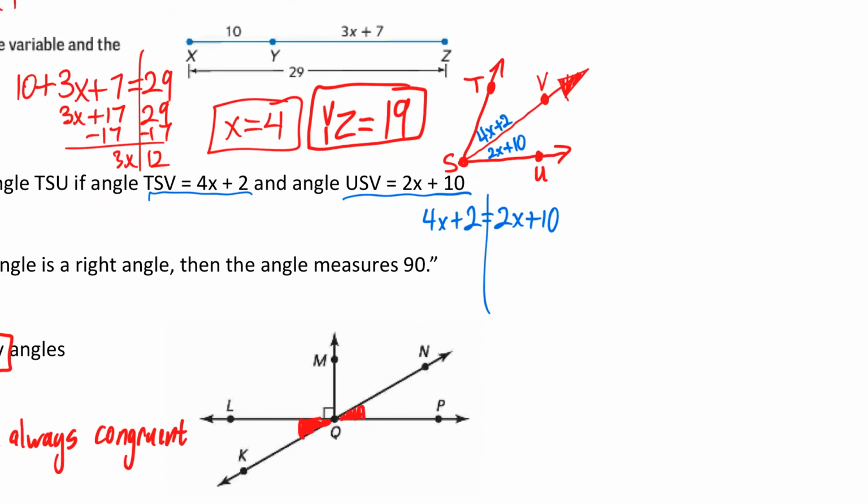Okay, on this one, so to solve for x, we're going to take 2x from both sides. That cancels that out. So you have 2x plus 2 equals 10. Take away 2. 2x equals 8, which means x equals 4.